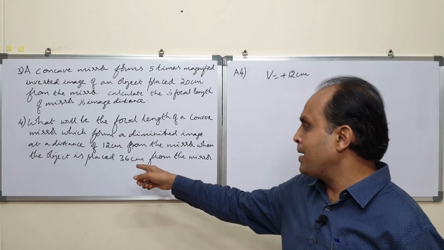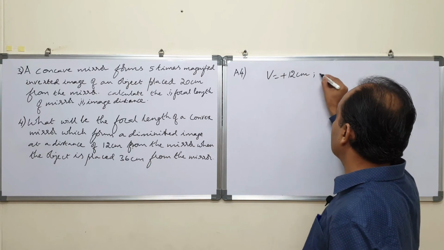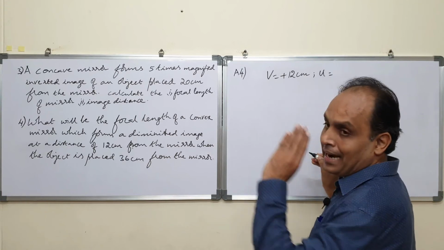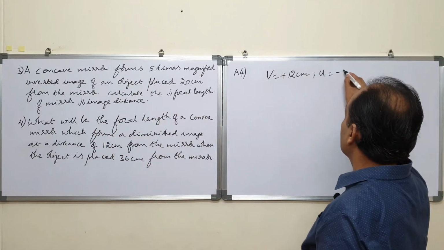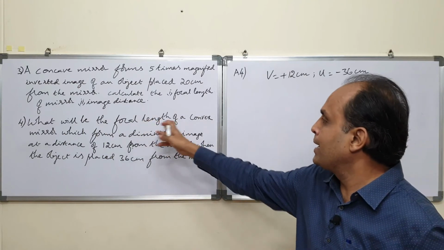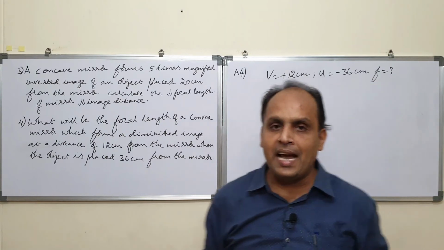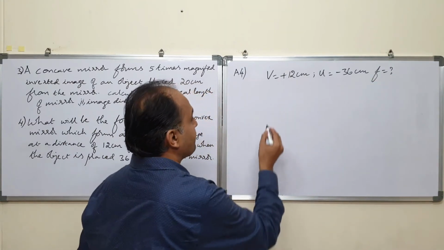When the object is placed 36 centimeters from the mirror, so here object distance, the object is always on the left side, which is negative, so minus 36 centimeters, and you are asked to calculate the focal length. So focal length is what we require. So this is a direct application of the mirror formula.